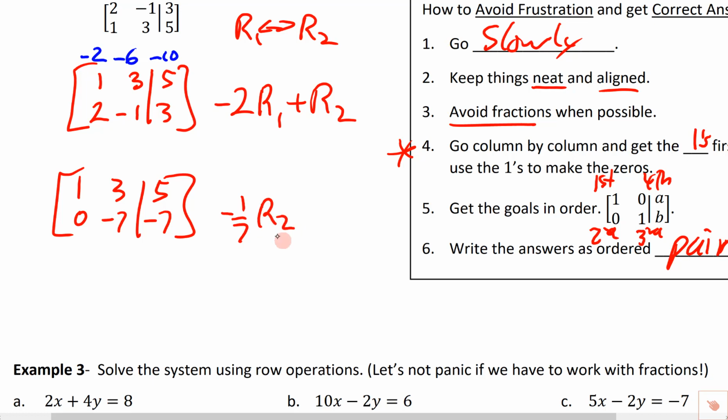What row is going to change? Row 1. Oh my gosh. You want to try again? Row 2. Row 2 is going to change.